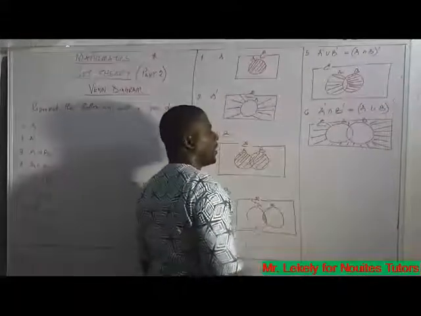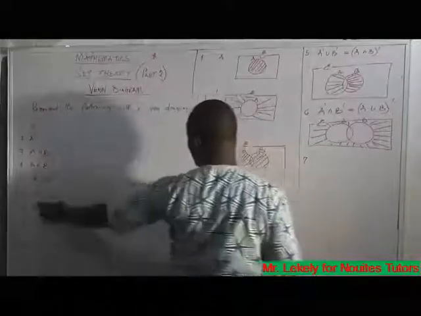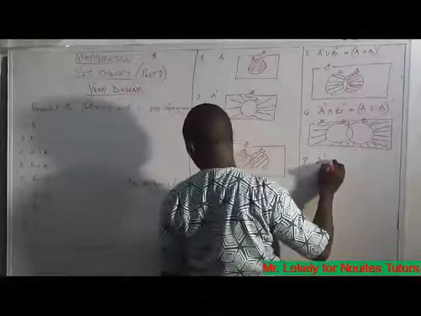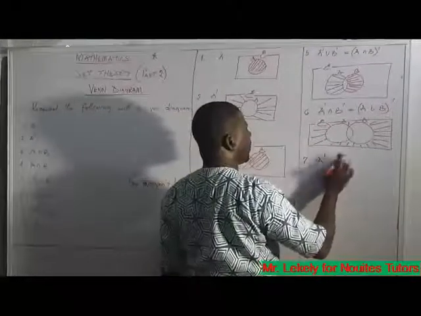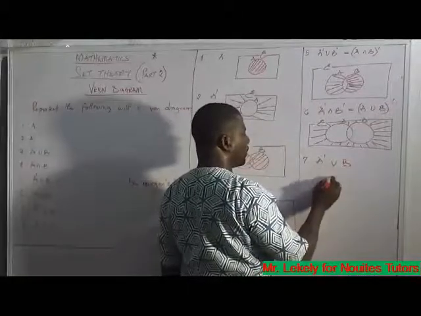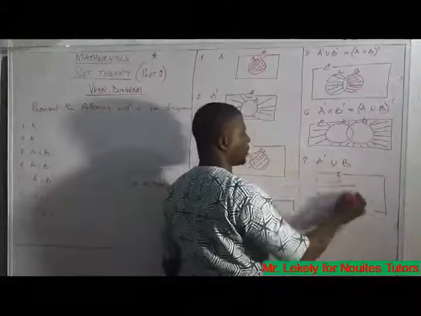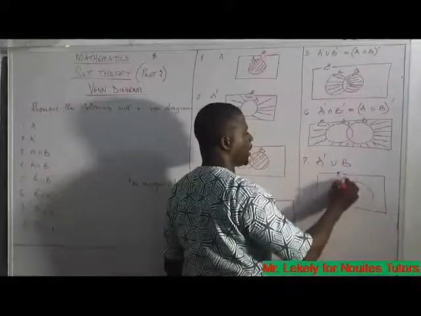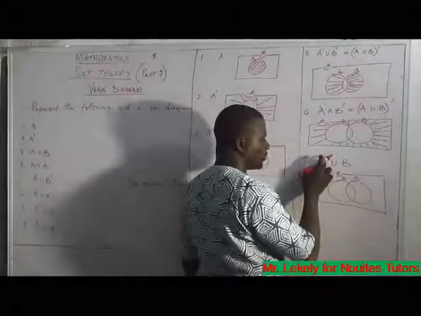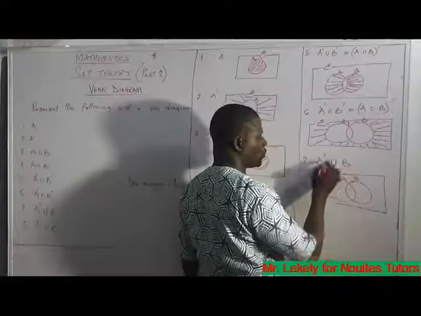Okay? And then, number 7, you have A prime union B. Now, A prime union B, look at this. A, B. So A prime union B means don't touch A. Only a small part of A is what you should touch. You know you have union.